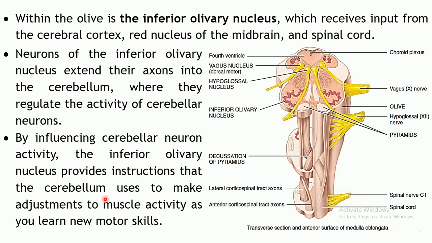which are used by the cerebellum to make some adjustments in the motor activity as you are learning new skills, motor skills, some new techniques if you are learning. So those adjustments in the movements or the muscular activity are possible because of this influence of the inferior olivary nucleus neurons.